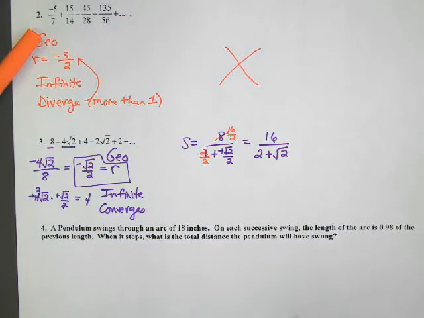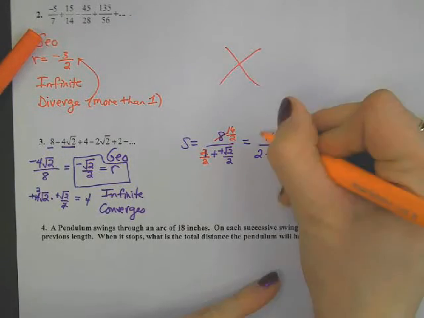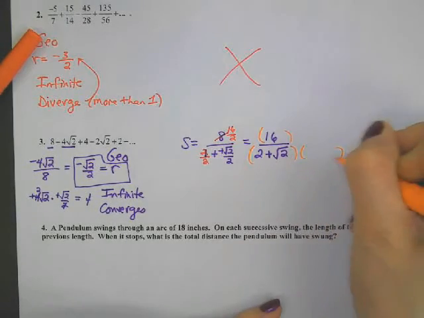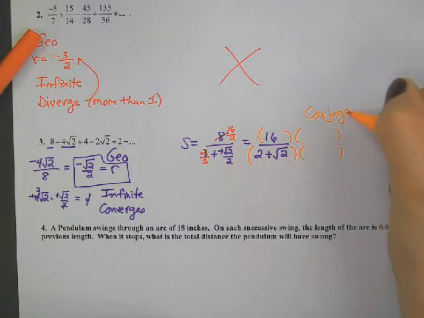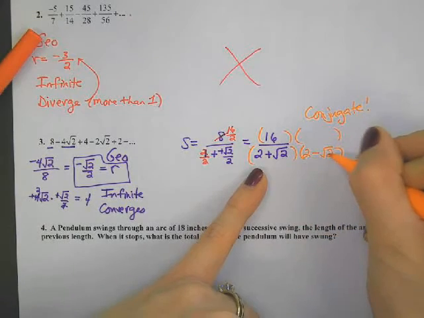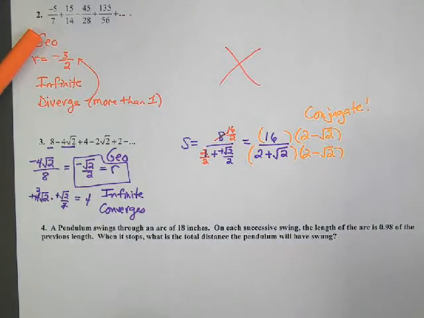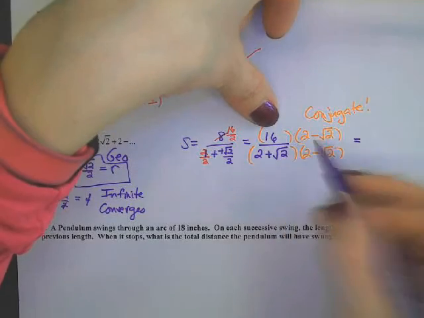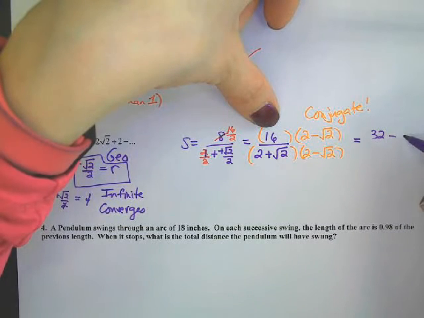Of course, we can't leave it like that. You were going to say, do we have to rationalize? Of course we're going to rationalize. Put some parentheses, and you have to multiply by the conjugate. So the conjugate at the bottom is 2 minus radical 2. Okay, so in the numerator, let's distribute and make 32 minus 16 radical 2.